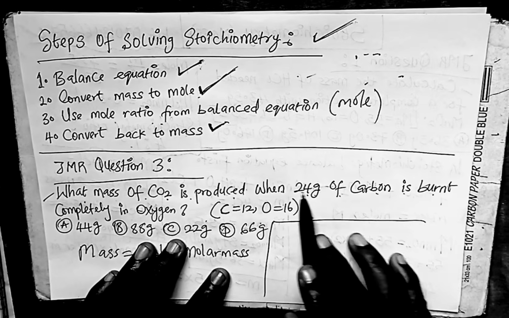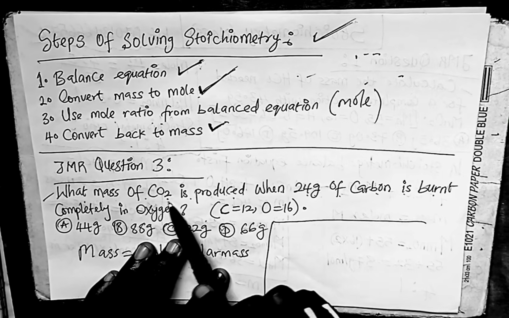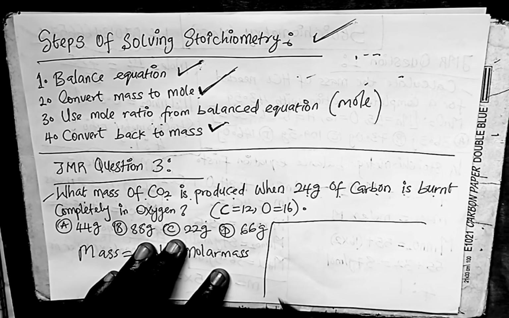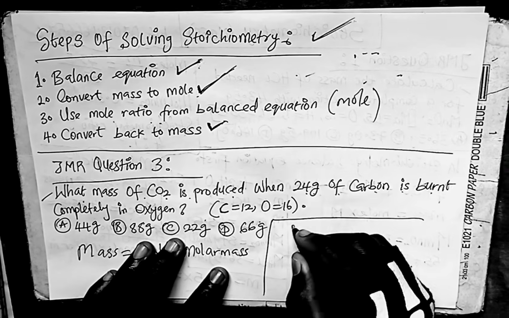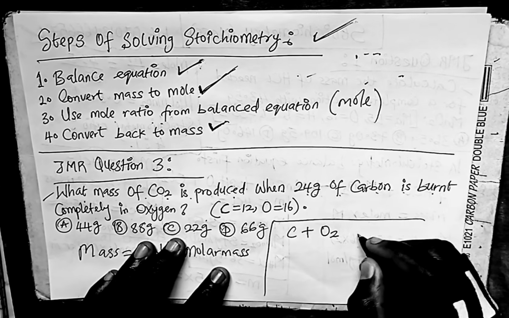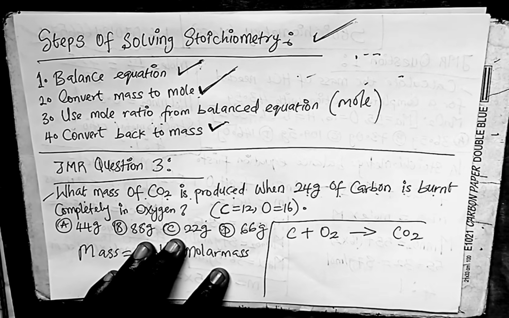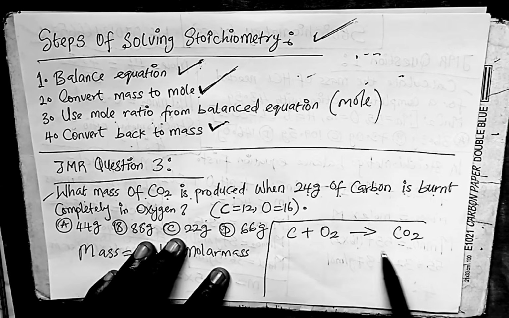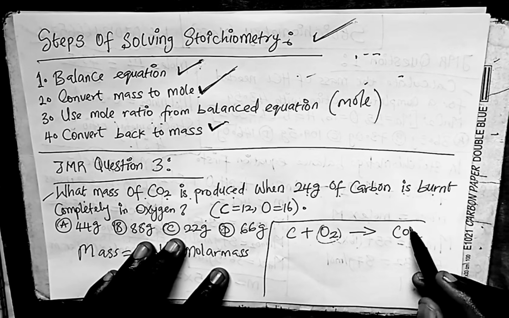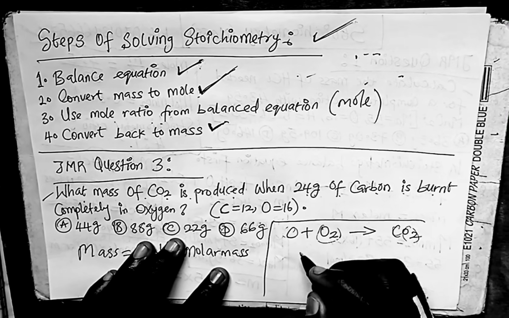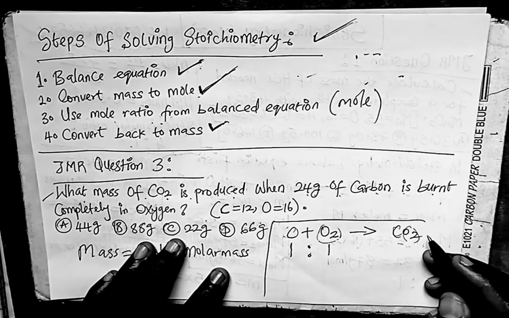They said what mass of CO2 is produced when carbon is burnt completely in oxygen. That means we are reacting carbon plus oxygen, that's C plus O2, and it gives us CO2. So if we look at this equation, is it balanced? We have two atoms of oxygen here, and two here. We have one carbon here, and one here. It's easy. So we have a 1:1 stoichiometry ratio.